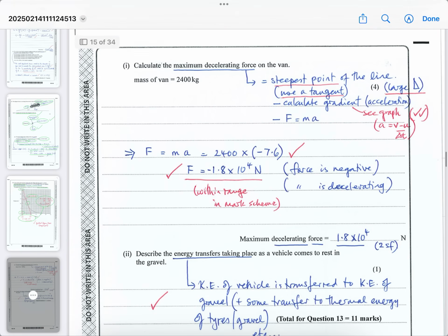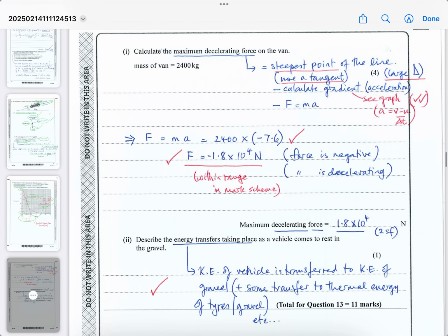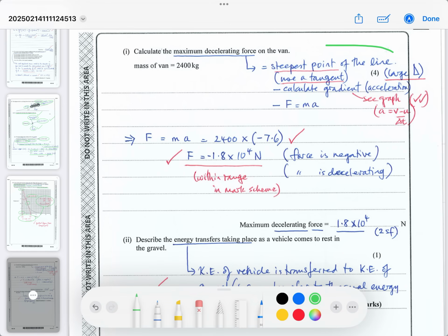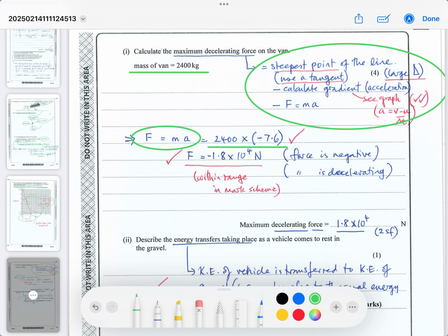The question then says calculate the maximum decelerating force. The velocity is decreasing, it's going downwards, the slope, and the steepest point on the line, use a tangent, use a large triangle, you'll get 2 marks. If you've done what I've done, show all that on the graph, it's easier. Then, once you've worked out the acceleration, because they've given you the mass of the van, you can use Newton's second law to work out the mass times the deceleration.